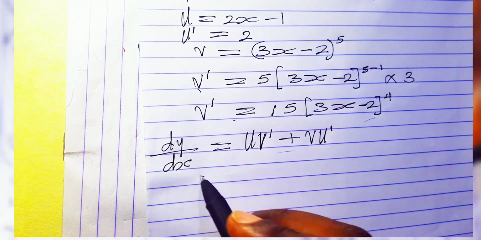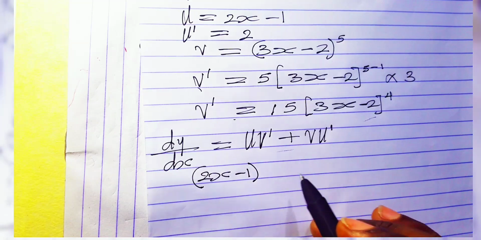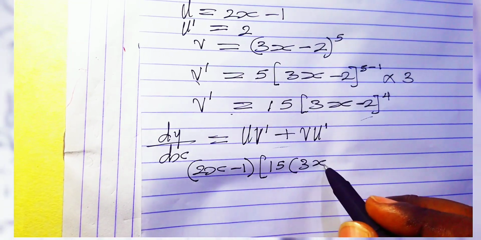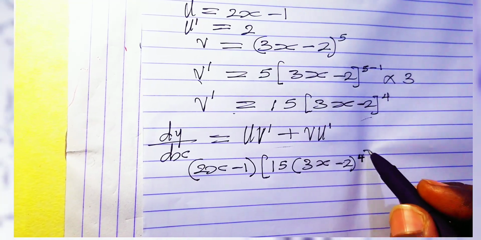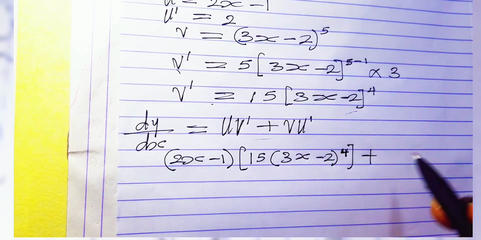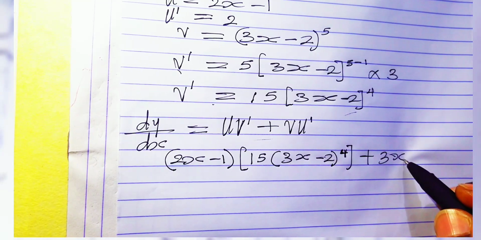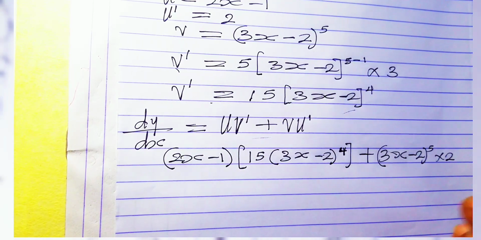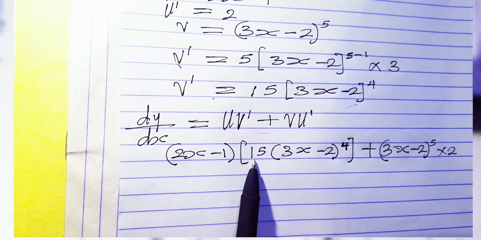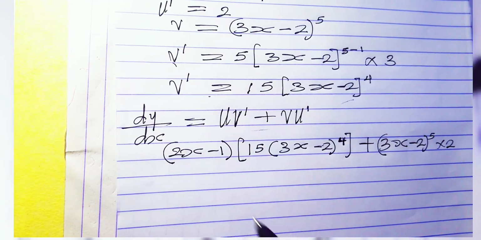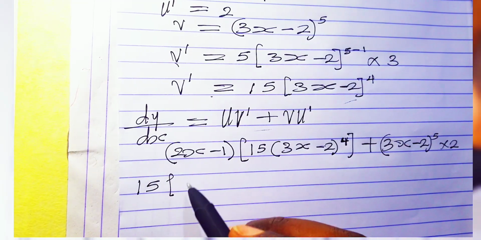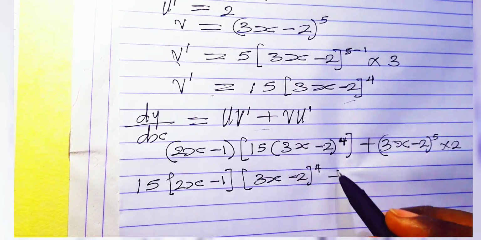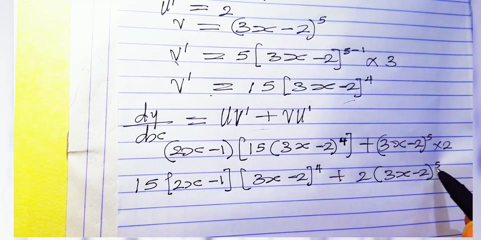Our u is 2x minus 1, multiplied by v prime, and v prime is 15(3x minus 2) raised to the power of 4. So let me put this in a bracket this way, plus v, which is (3x minus 2) raised to the power of 5, times the differential value of u, which is times 2. Therefore, 15 is a coefficient of everything because everything is multiplication here, so we can write it out this way: 15(2x minus 1)(3x minus 2) raised to the power of 4, plus 2(3x minus 2) raised to the power of 5.